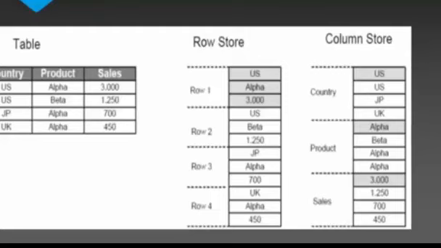In case of column store, it stores the table records in a sequence of columns. That means the entries of a column are stored in contiguous memory locations. You can see over here, first the whole column is stored, that is US, JP, UK. First that column is stored, then the next column is stored: Alpha, Beta, Alpha, Alpha. So that's the way the data is stored in the column store.